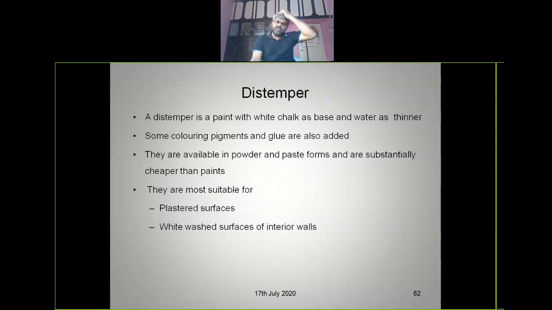Distemper is a paint with white chalk as a base, and water as a thinner. Some coloring pigments and glue are also added. They are available in powder or paste form and are substantially cheaper than paints. These are used for decorative purposes. They are most suitable for plastered surfaces and whitewashed surfaces of interior walls.